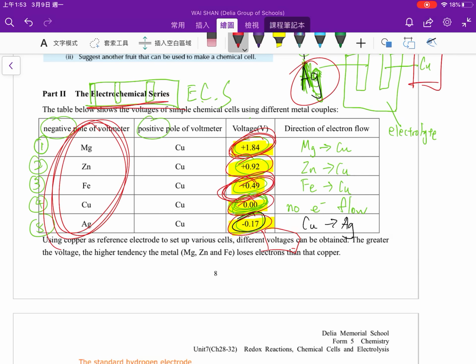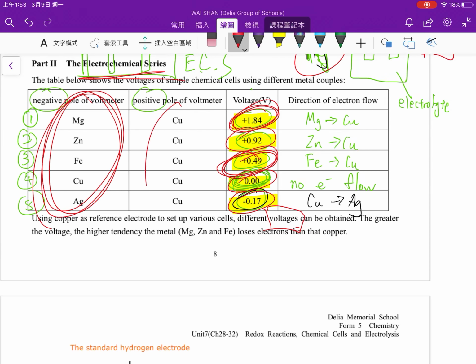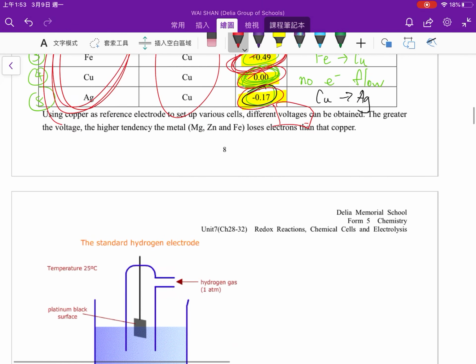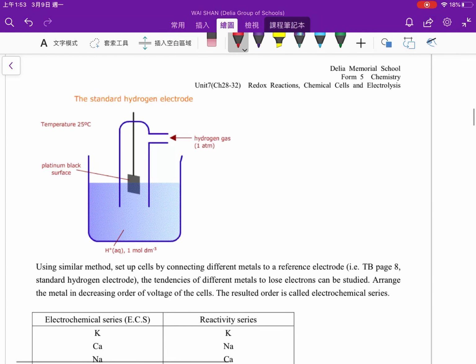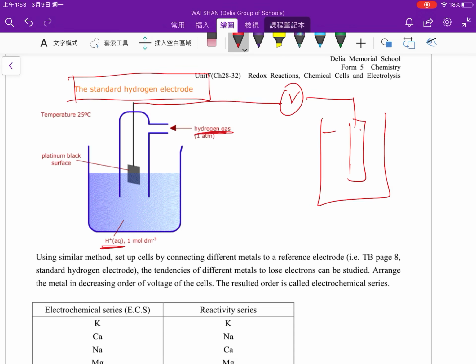But actually we don't use copper. We don't do it like this; this is just an example. In the real case, we use hydrogen, the standard hydrogen electrode. In one of the half cells we have hydrogen ions and hydrogen gas at the same time, connected to a voltmeter and to a metal in electrolyte, to make it a fair test.